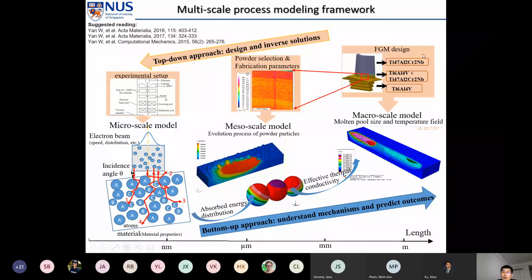For example, if we want to fabricate a functionally graded material, we use a macro-scale model to design the compositions in each layer. And then we use a meso-scale model to select the powder and select the fabrication parameters. And we use a micro-scale model to optimize the experimental setup, like the acceleration voltage of the electron beam or the wavelength of the laser.